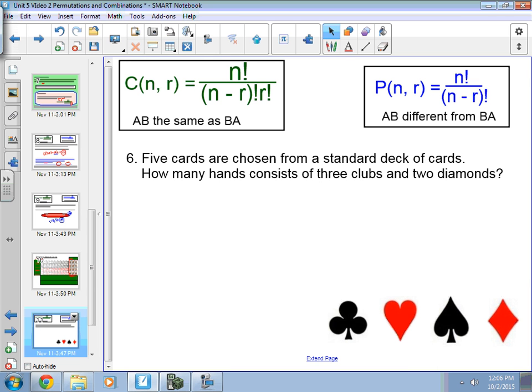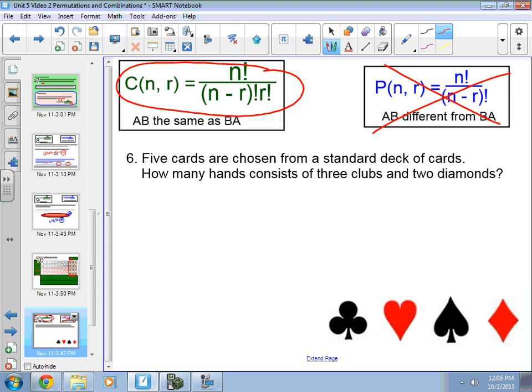Number 6 says 5 cards are chosen from a standard deck of cards. How many hands consist of 3 clubs and 2 diamonds? Now in this problem, did they ever talk about the order in which you're getting these cards? No, we don't care what order we get the clubs and diamonds, just that we get 3 clubs and 2 diamonds. So if order is not important, this is going to be a combination problem. Okay, so we need to figure out now how many ways of getting 3 clubs and 2 diamonds. Well, these are 2 different things. Clubs and diamonds are different sets of things. So we're going to have to do 2 combinations here to figure this out.